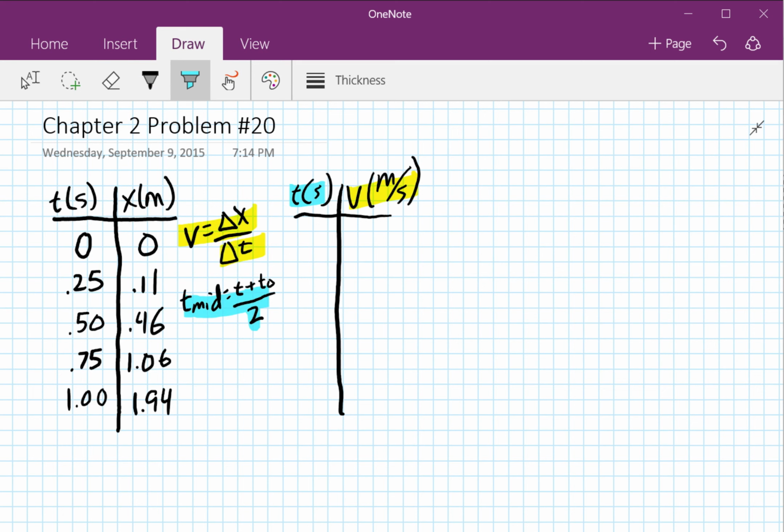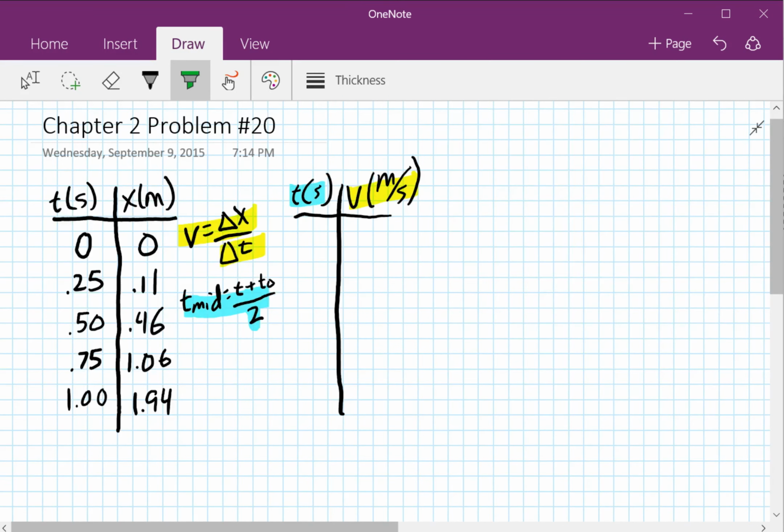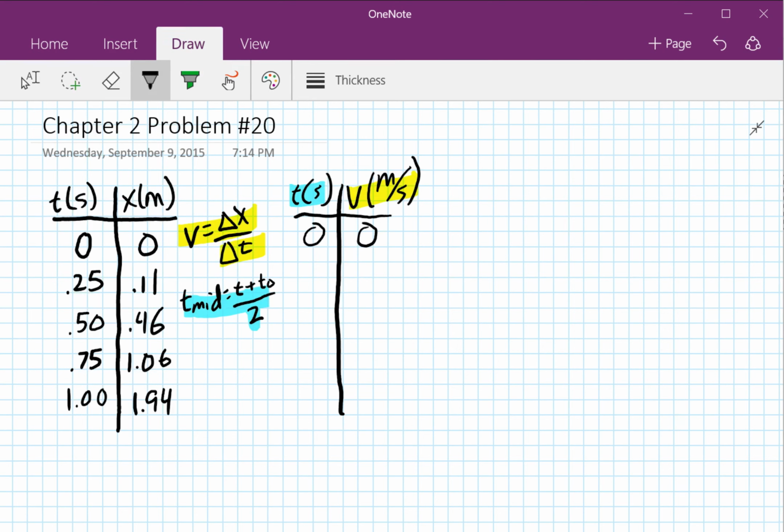So let's do a few, just to make sure you guys are very clear on that. First thing, I'm going to change the thickness here. So we need to do it with 0, 0 at the beginning, because if we had no position at the initial time, it's not going to move right away. So you can say that your initial time, you had a velocity of 0.